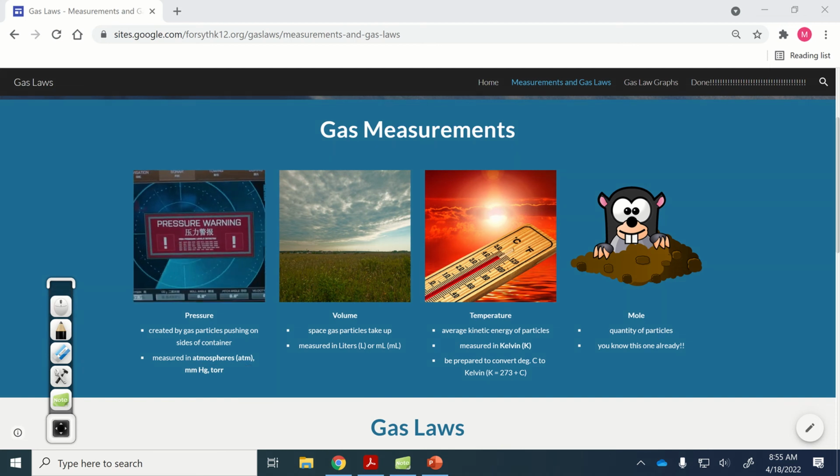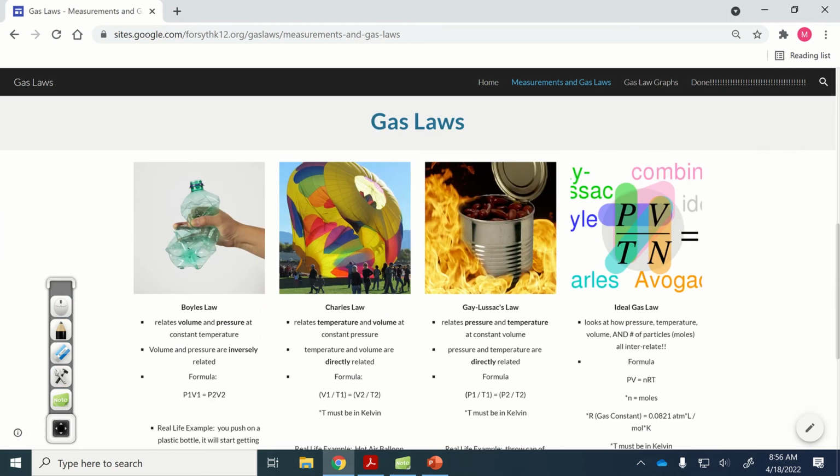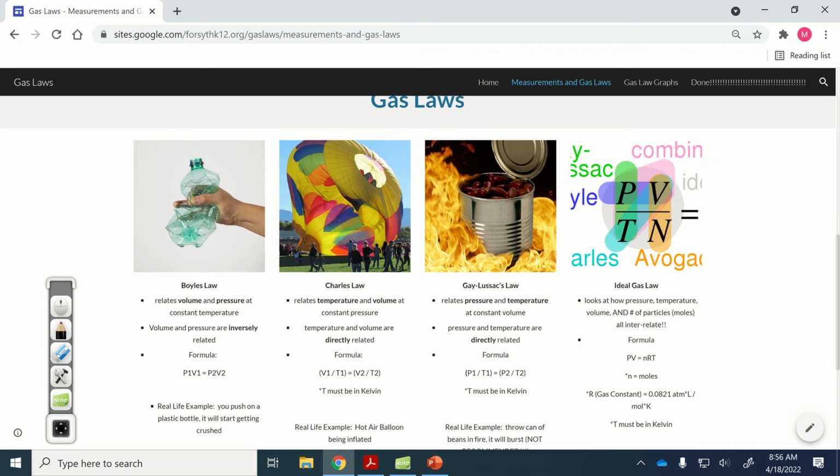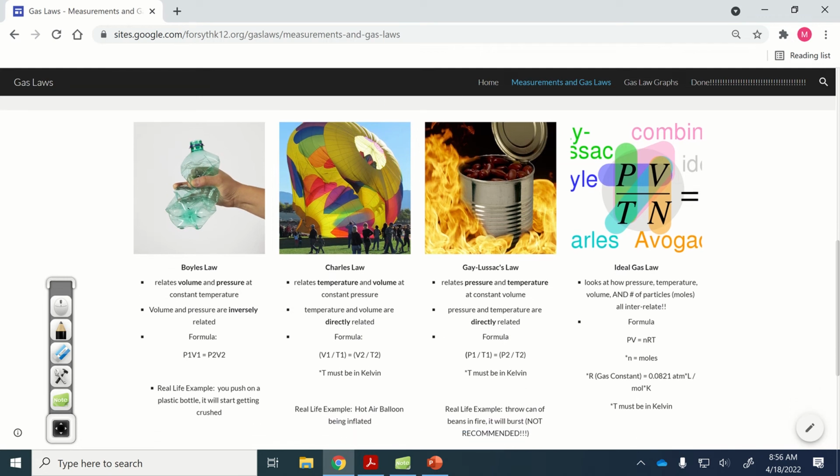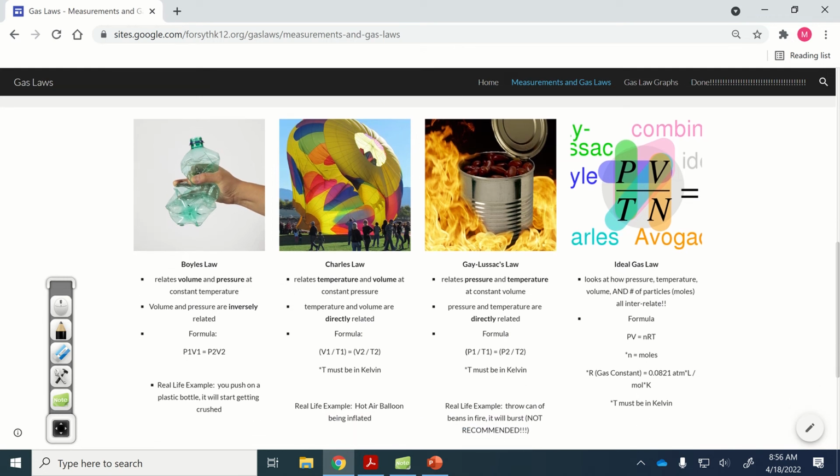So what are our gas laws? Our gas laws are basically where we are relating two of those variables above, ignoring the mole. The mole is on its own. We'll deal with that in a minute. It shows up in that last gas law called the ideal gas law.